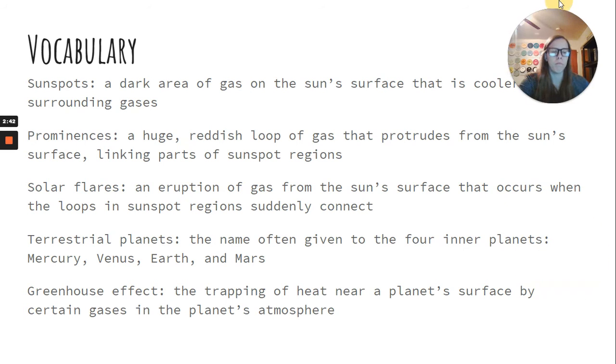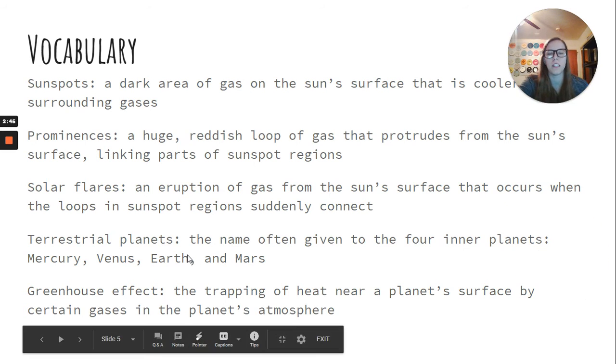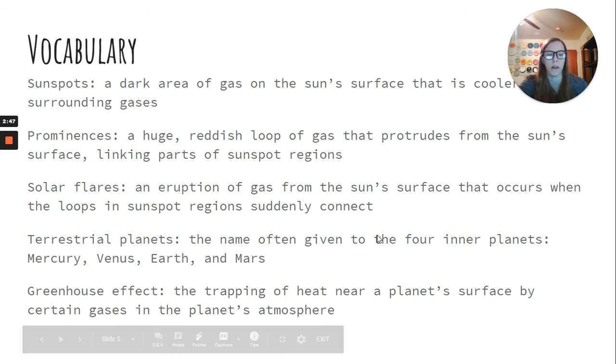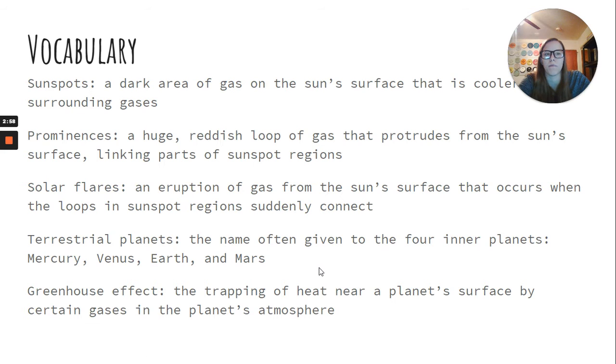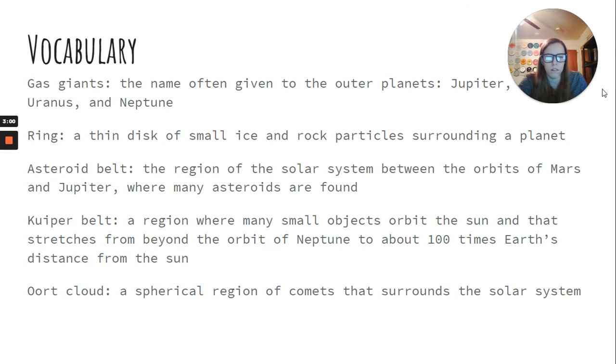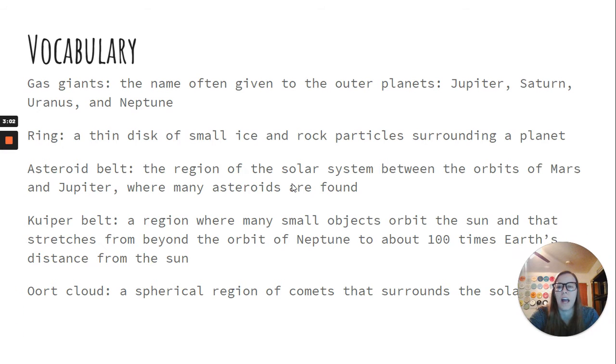Next, we have the terrestrial planets, which is the name often given to the four inner planets, Mercury, Venus, Earth, and Mars. The greenhouse effect is the trapping of heat near a planet's surface by certain gases in the planet's atmosphere. Next, we have the gas giants, which is the name often given to the outer planets, which are Jupiter, Saturn, Uranus, and Neptune. A ring is a thin disk of small ice and rock particles surrounding a planet.